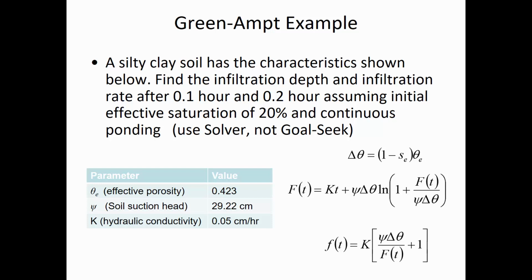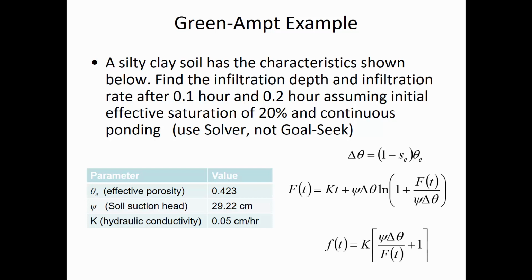Okay, so first of all, the psi suction is 29.22 centimeters for this soil. The hydraulic conductivity is 0.05 centimeters per hour. The initial effective saturation is 20%, so that is S sub E is 0.20. Effective porosity is 0.423.